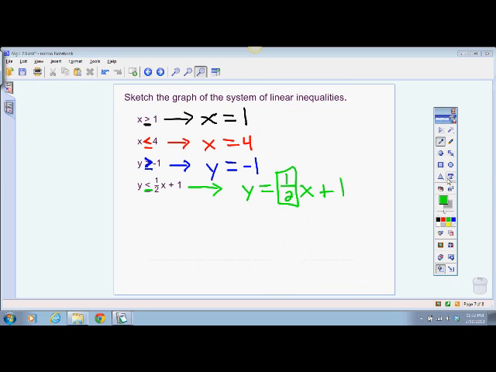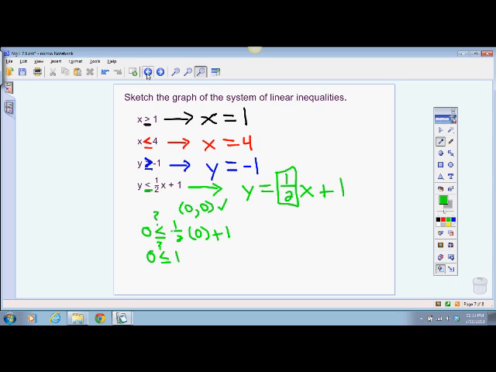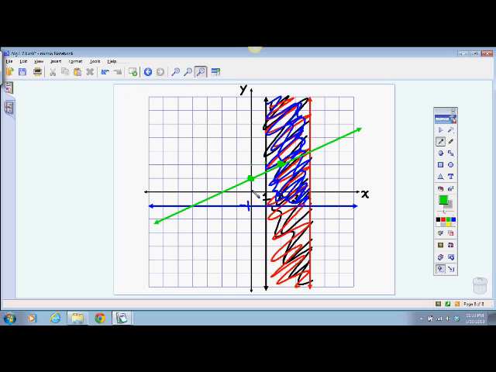Now, last step. We need to test a point, so let's test the point 0, 0. And we're going to come back to our equation here, and we're going to say, is 0 less than or equal to 1/2 times 0 plus 1? Is 0 less than or equal to, well, 0 plus 1, which is 1. Is 0 less than 1? Yes. So this point makes it true. So we want to shade below the line because we want to shade this point.